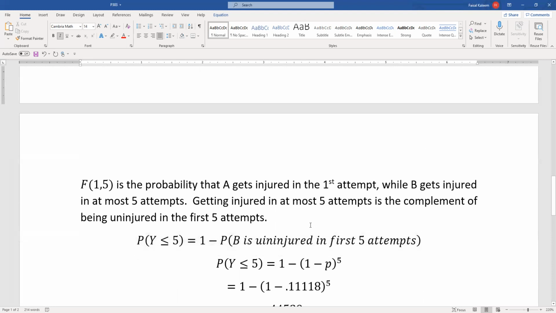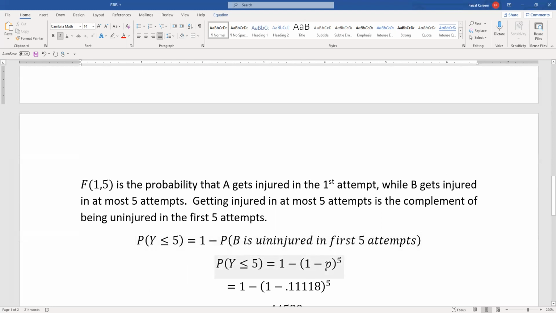So getting injured in at most 5 attempts is the complement of being uninjured in the first 5 attempts, right? Getting injured in at most 5 attempts means you get injured at the first, second, third, fourth, or fifth attempts. And the complement of that is that you are not injured in any of the first 5 attempts. And that one is easy to calculate. So probability y less than equal to 5, injured in at most 5 attempts, is the complement of uninjured in the first 5 attempts.